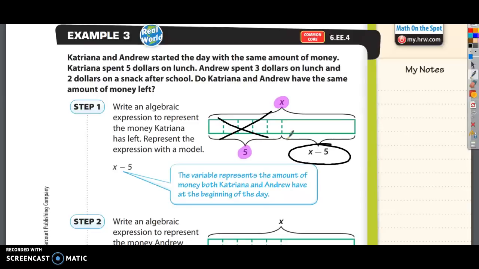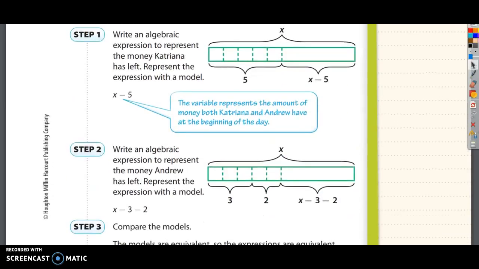Now let's go down and check out Andrew's. Write an algebraic expression to represent the amount of money Andrew has left. Represent the expression with the model x minus 3 minus 2. Pay attention to what it says about Andrew. It says that he started with x. They started with the same. And then he spent 3. Oops. He spent 3 and he spent 2.